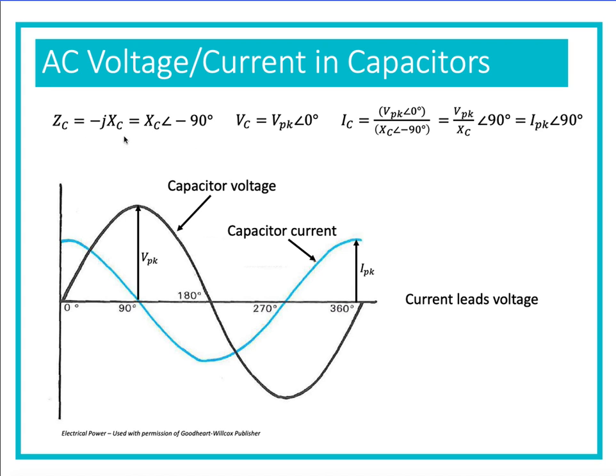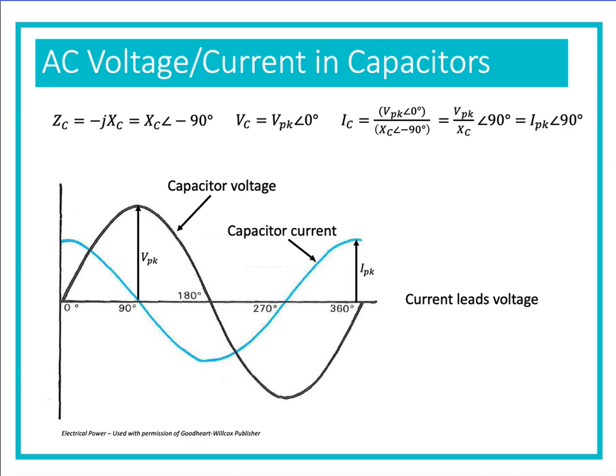This time the impedance has a negative 90 degree phase angle. We can still assume the voltage has a phase angle of 0. When we go through and find the value of current, it has an angle of 90 degrees, which means it is crossing the 0 axis 90 degrees before the voltage. So the current is ahead of the voltage by 90 degrees.